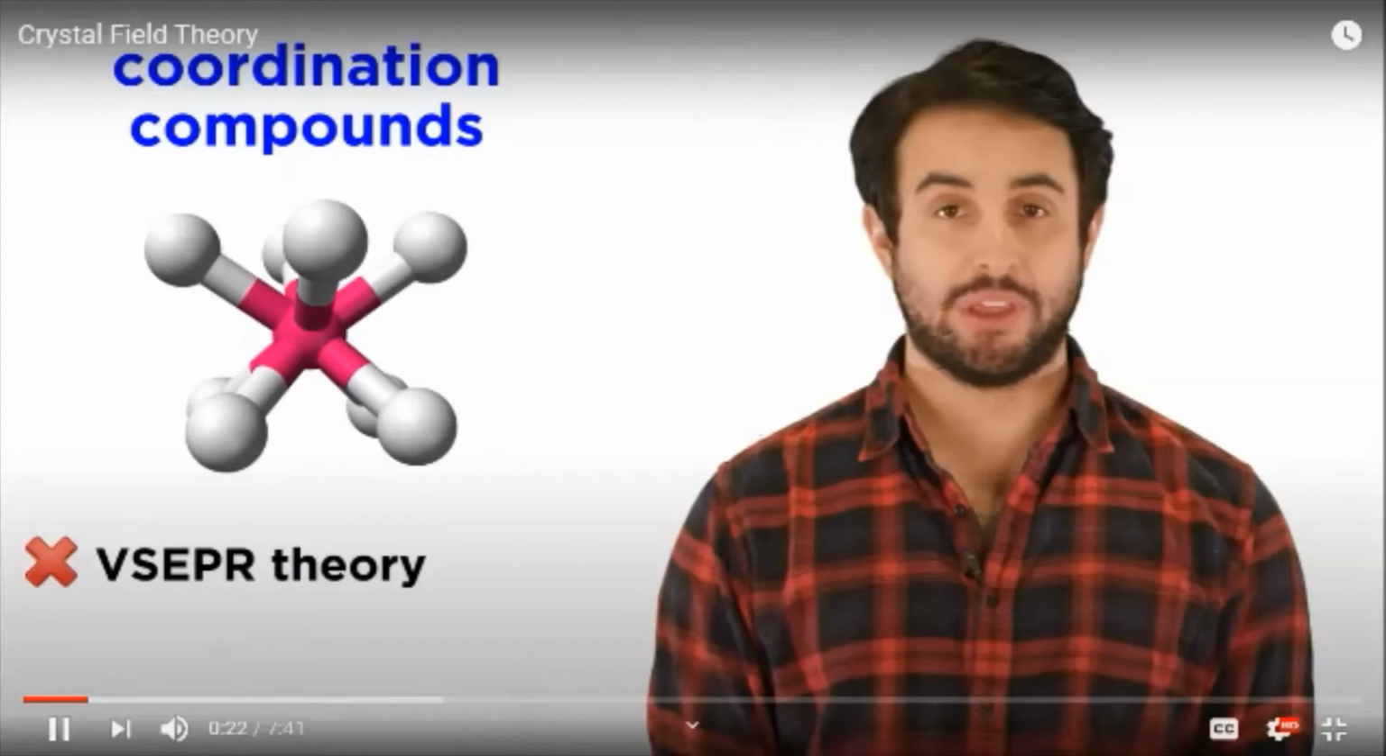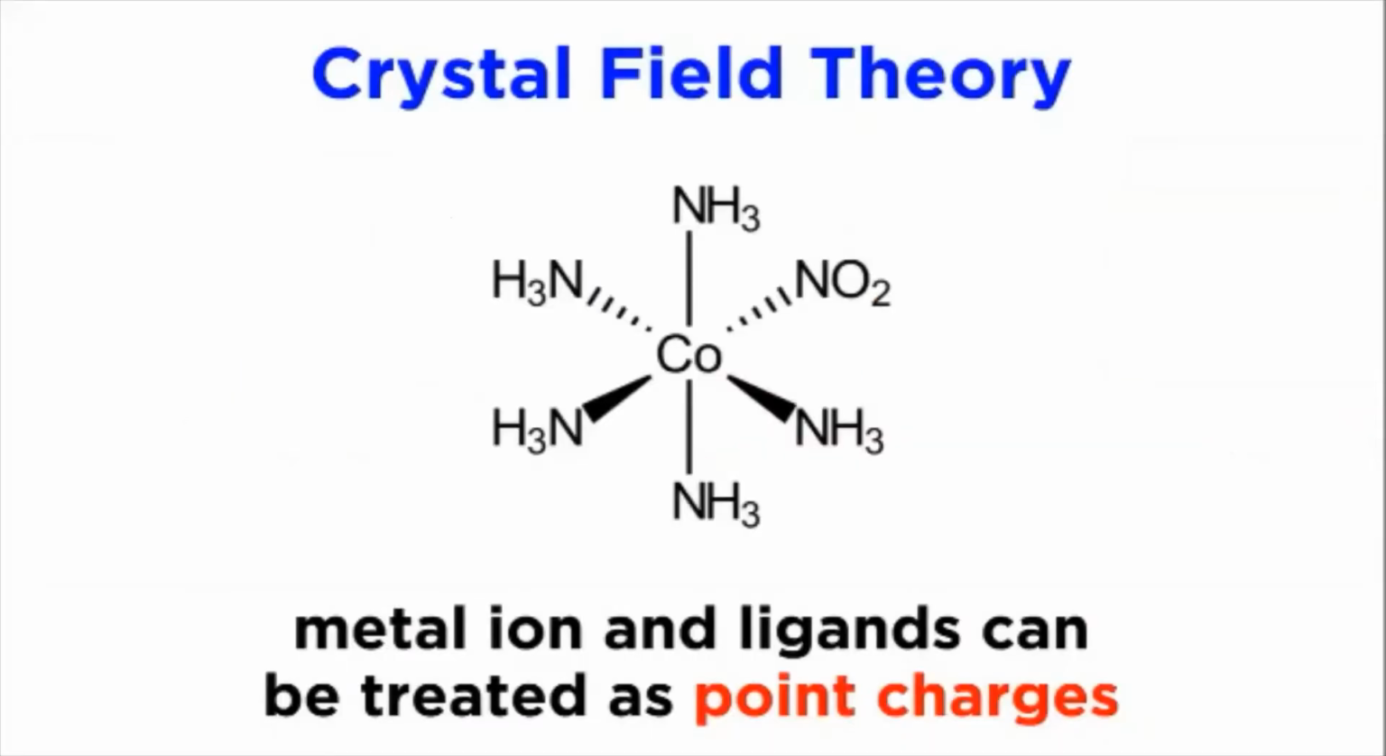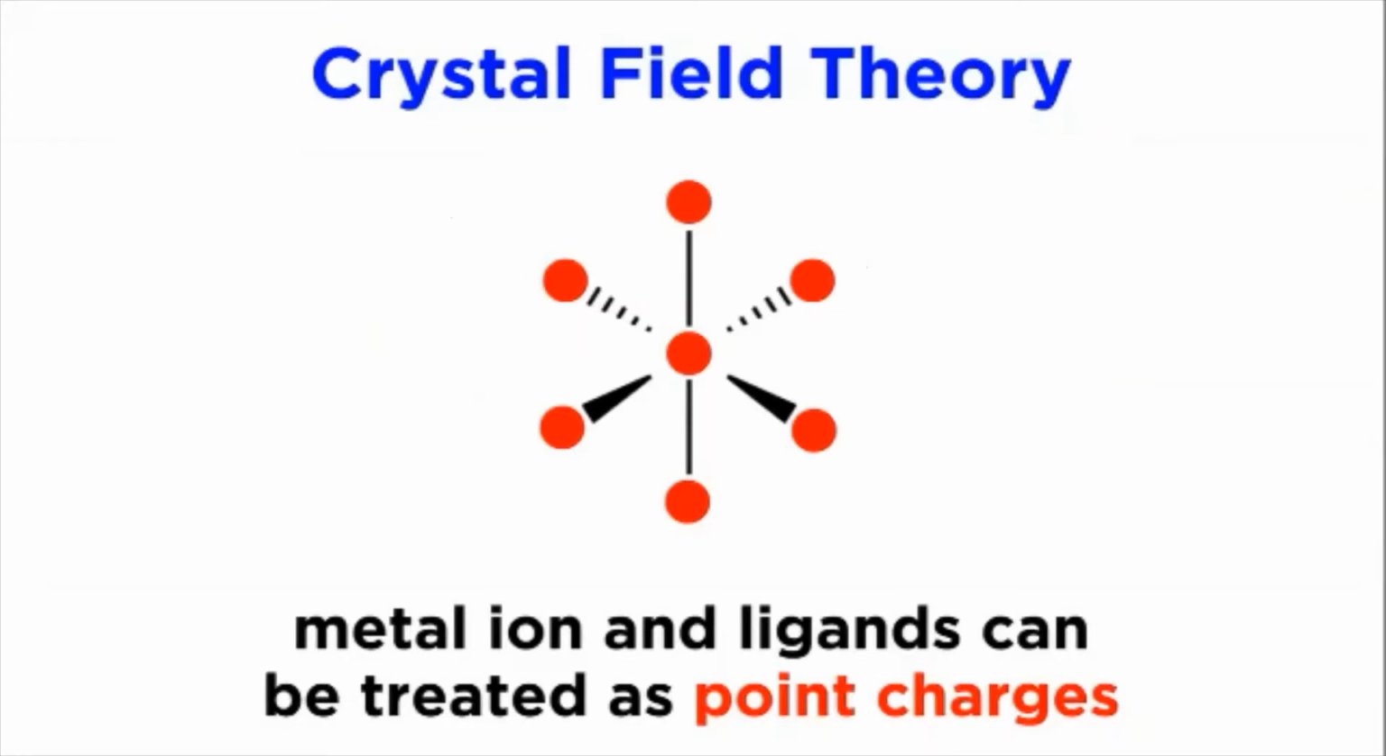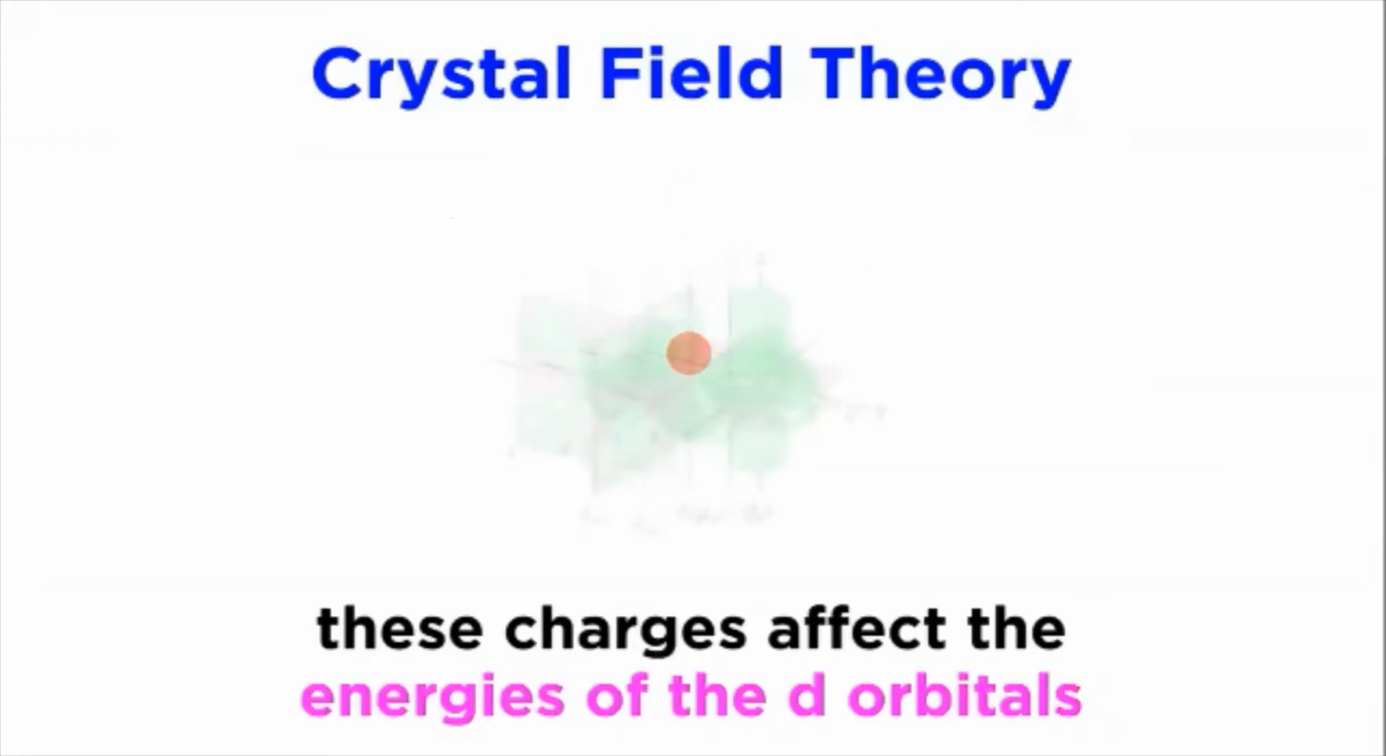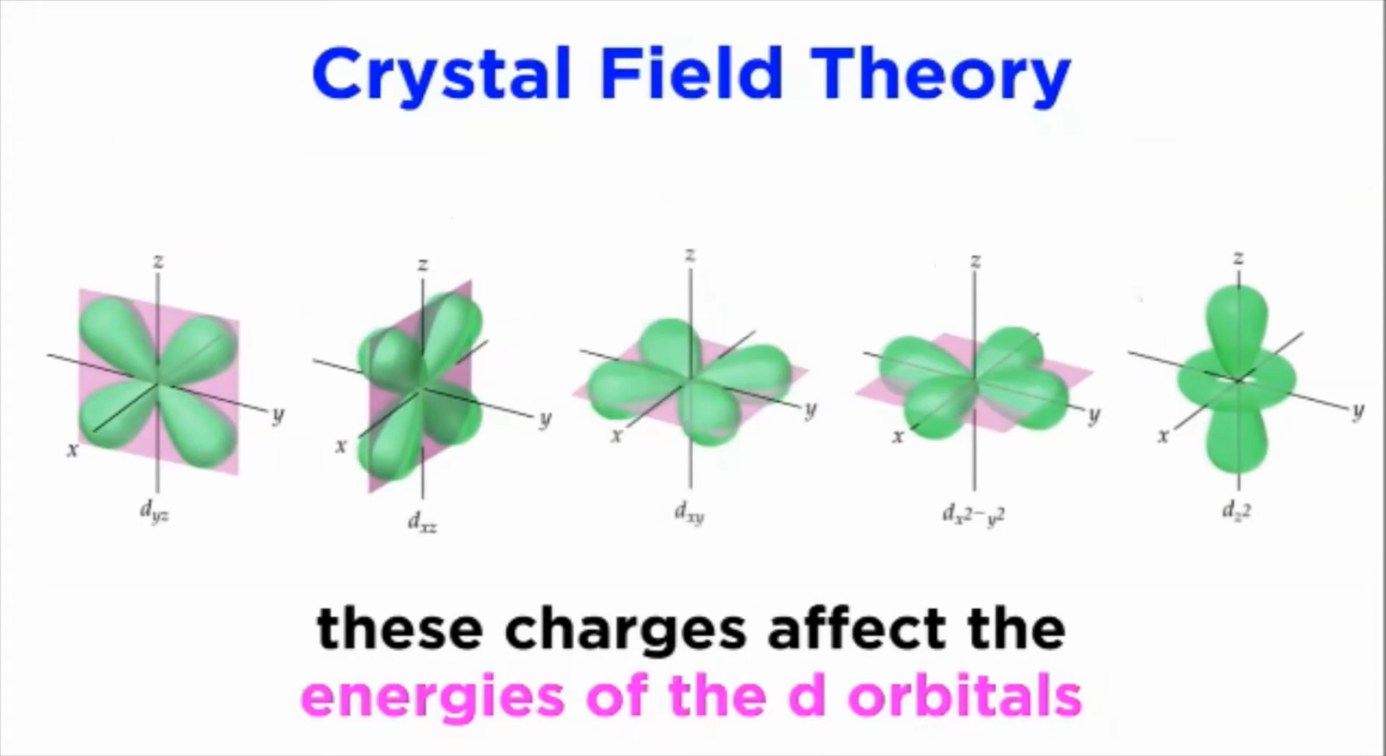Crystal field theory is based on the premise that the metal ion and the ligands can be treated as point charges, and the spatial arrangement of these point charges will affect the energies of the d orbitals for the central metal atom.